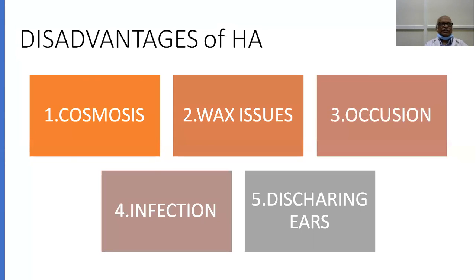Now, what are the disadvantages? As I already mentioned, this is cosmesis. A great stigma is attached, not only to hearing aids, but to deafness as a whole. People do not sympathize, like in the case of blindness or a lame person. Moreover, if an individual is deaf, people will make fun of him. So he will be put to a lot of shame and discouragement, and he will be insulted from time to time, and it is very, very difficult.